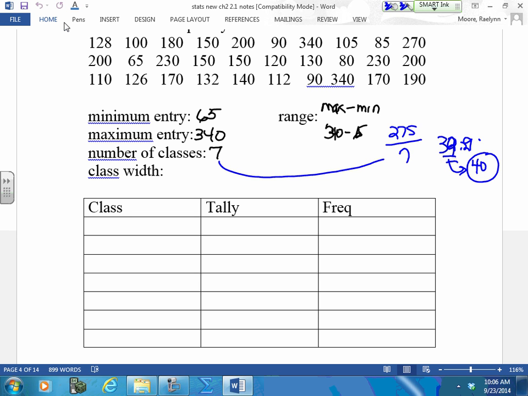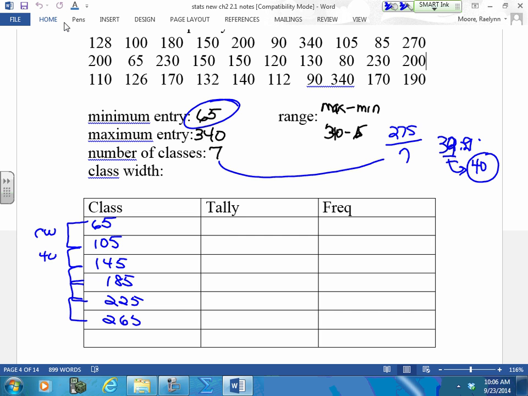Now, we take your smallest entry and we start right here. Don't write this on your chart because we're going to do the try it one on your chart. I just want you to see how this works. We're going to add your class width. So I'm going to take a calculator and I'm going to add 40 each time. Each time you come down, you're going to add 40. Add 40 again. You keep adding 40 all the way down.